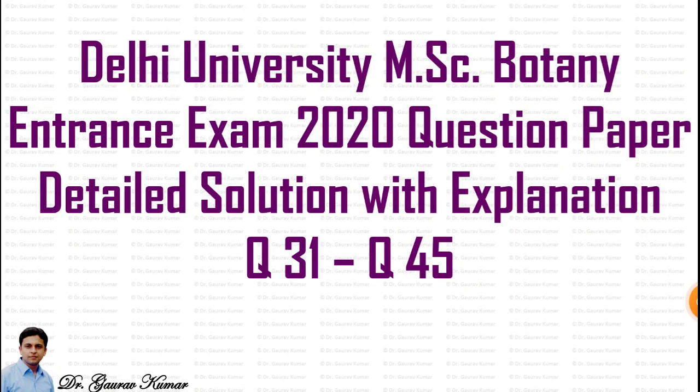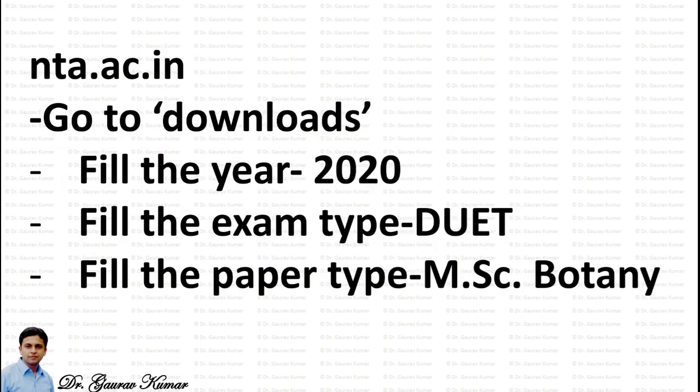So hello everyone, welcome to another, the third part of the Delhi University M.Sc Botany Entrance Exam 2020 question paper. These are the detailed solution and explanation of question number 31 to question number 45. You can download this question paper from nta.ac.in. You just have to go to their download section and fill in the year, exam type and the paper type, and you will get the question paper.